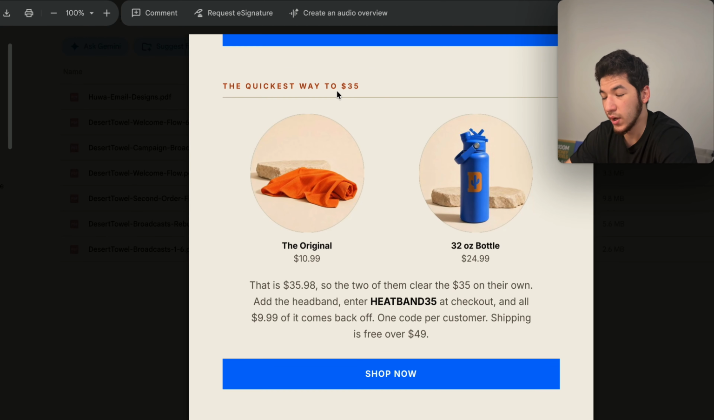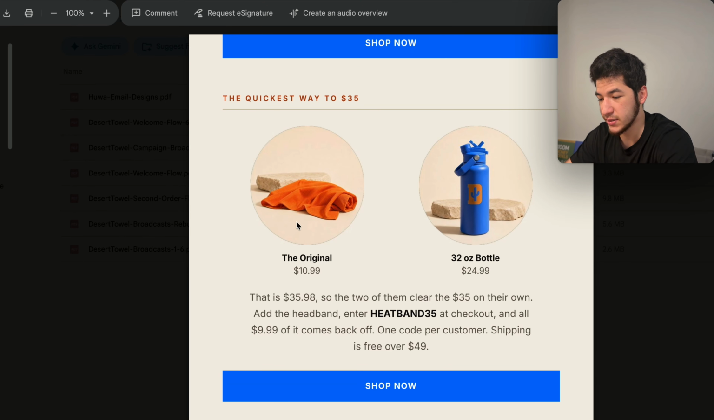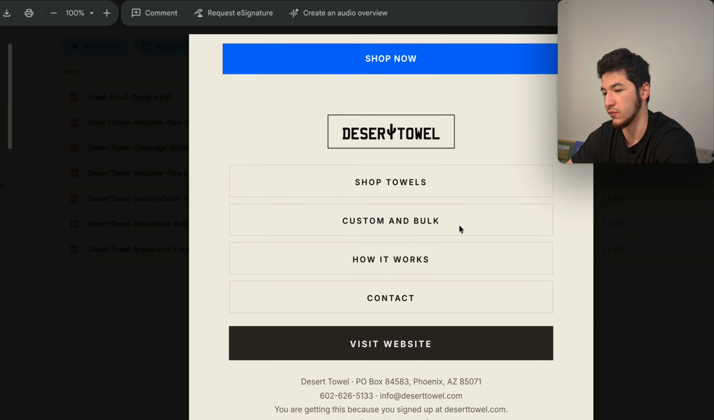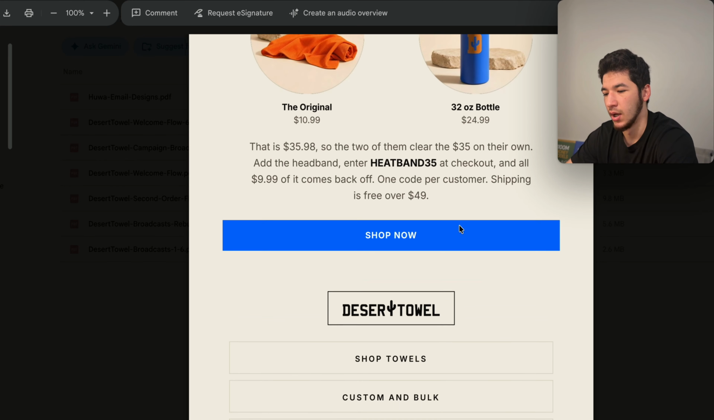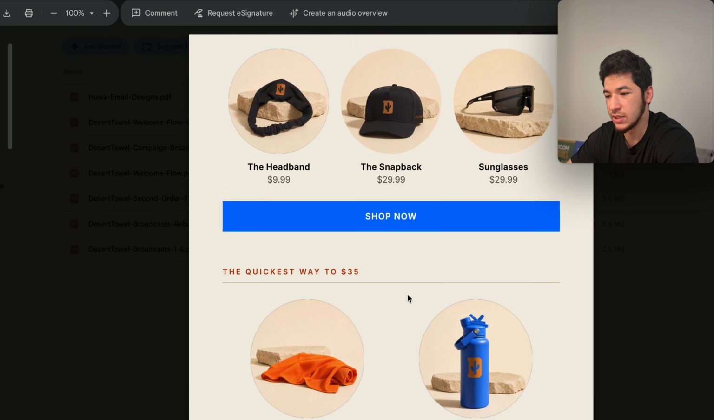And then the quickest way to get to $35 to be able to access that headband is to get one towel and one bottle. Like, we give them a free, easy option. And then one more big button, shop now. Incredible. Just makes it easy on them to buy. That's exactly how a welcome flow should be structured.